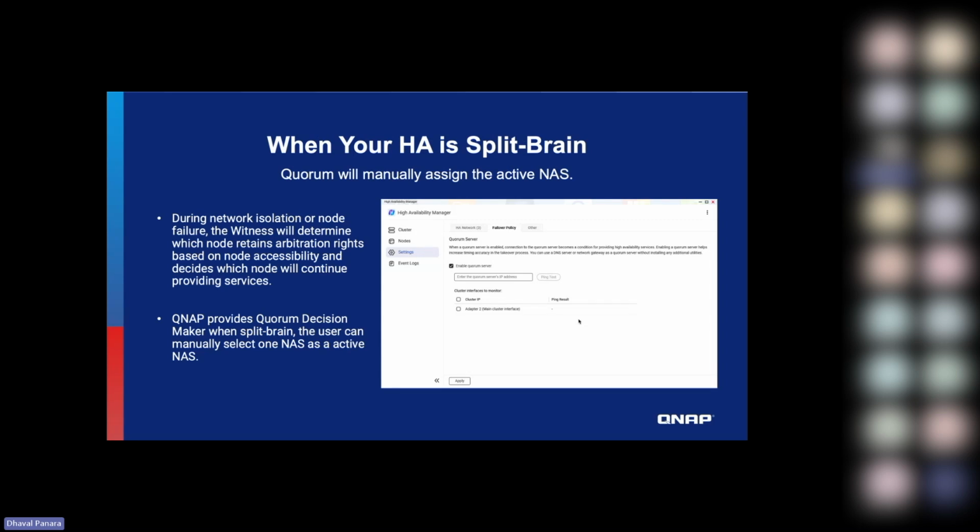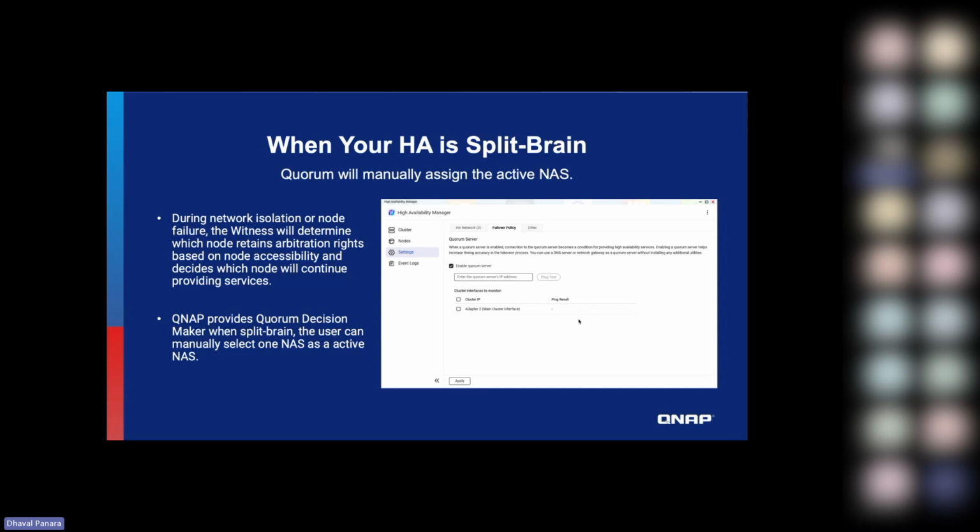What does split brain mean? Let's say, for example, both NASs are online and there was a disconnection between both NASs, like the heartbeat connection went down. That's where split brain happens, which means that more than one NAS is trying to be the active NAS. In this scenario, there may be some issues.